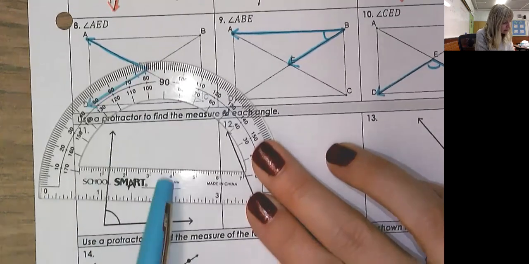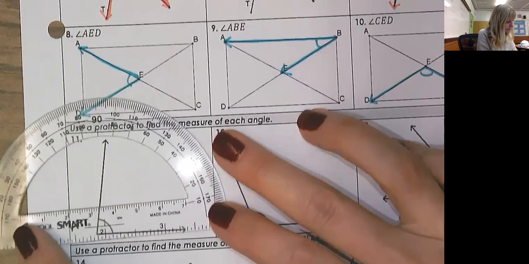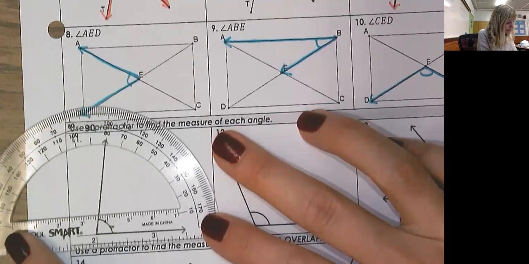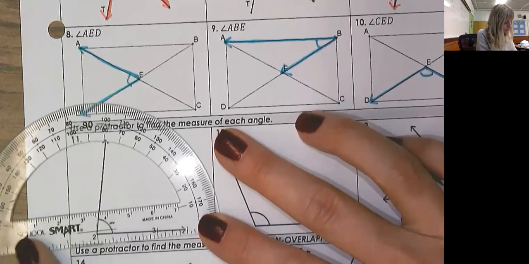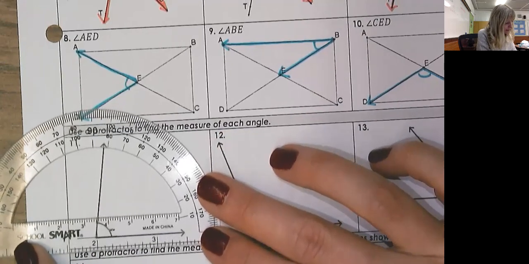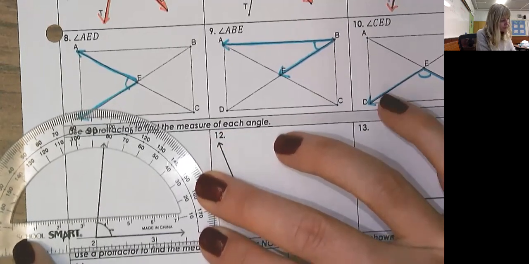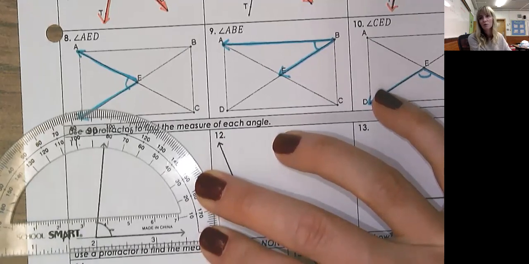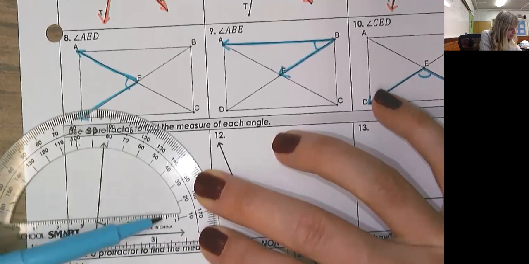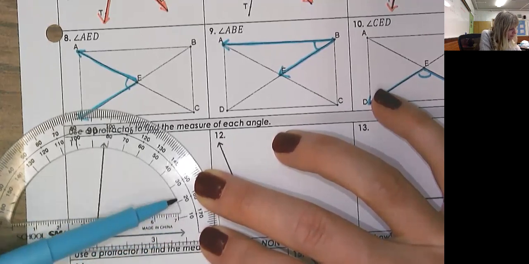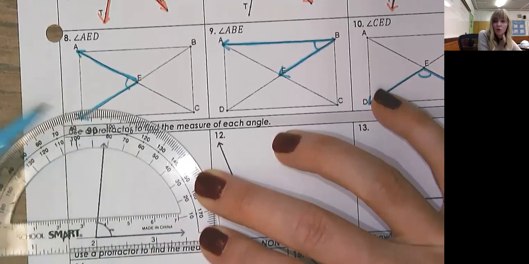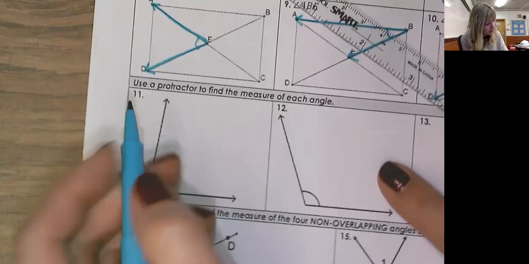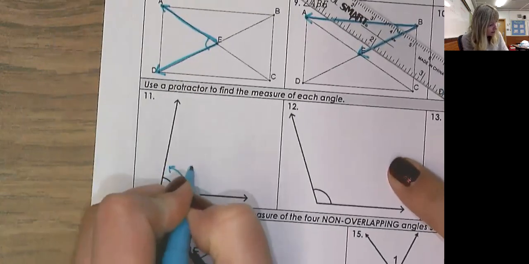So this little t right here gets placed on the vertex, and then you make sure you are lining up this line right here with this horizontal ray. And then you simply read. The nice thing about a protractor, like I said, it's not like something you can measure with a ruler. You need degrees. And so the protractor shows me that this angle opens 10, 20, 30, 40, 50, 60, 70, 80, about 82 degrees. It actually shows me how far this opens.